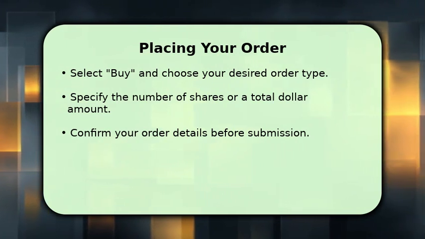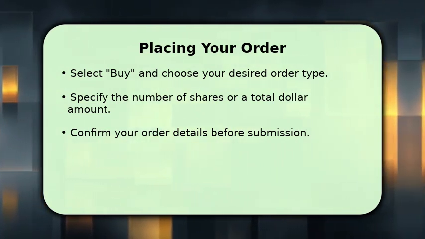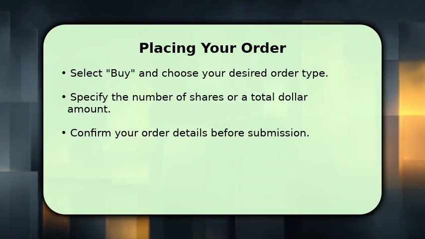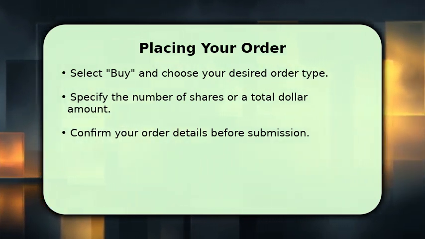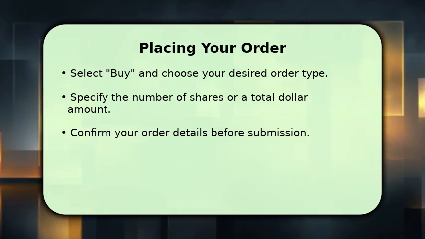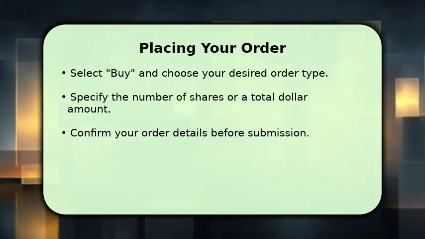You'll then choose your order type, such as a market order for immediate execution at the current price, or a limit order to set a specific price. Decide how many shares you want to buy, or enter a total dollar amount if you prefer.